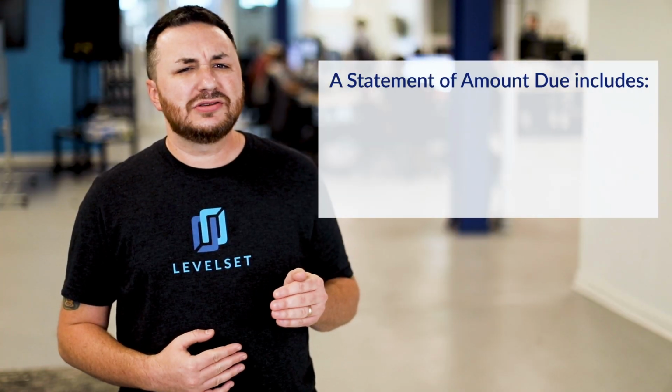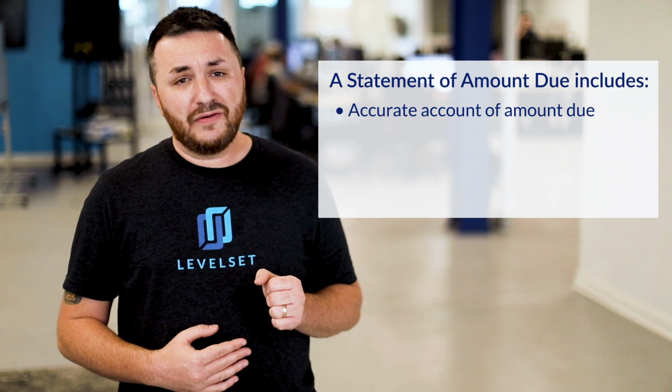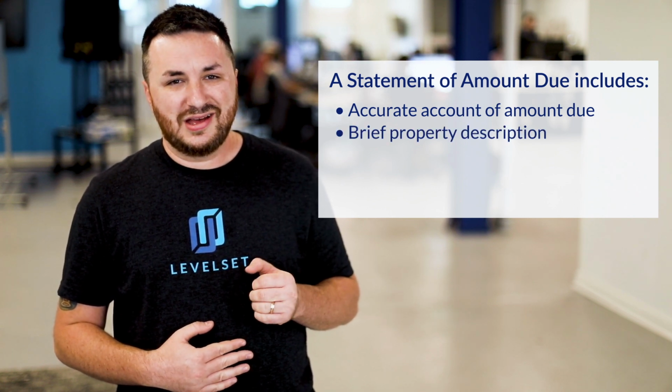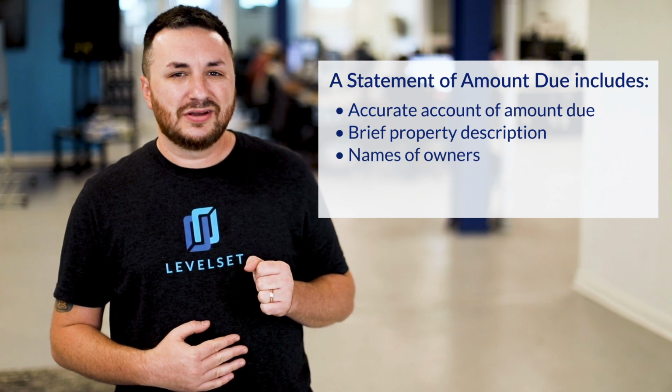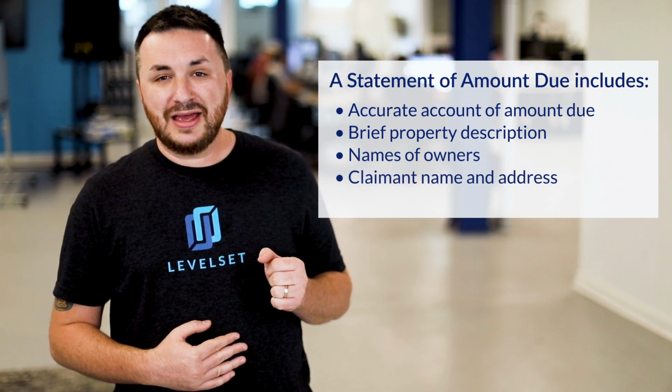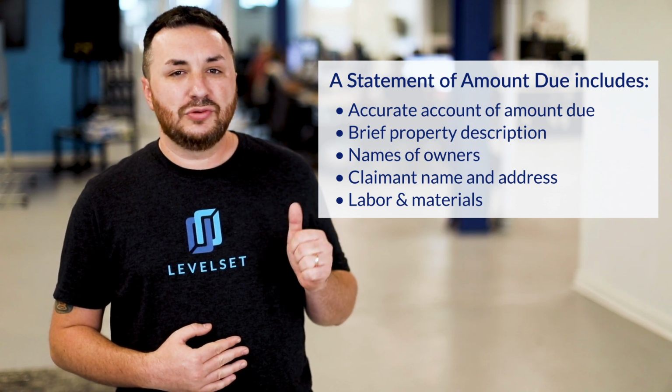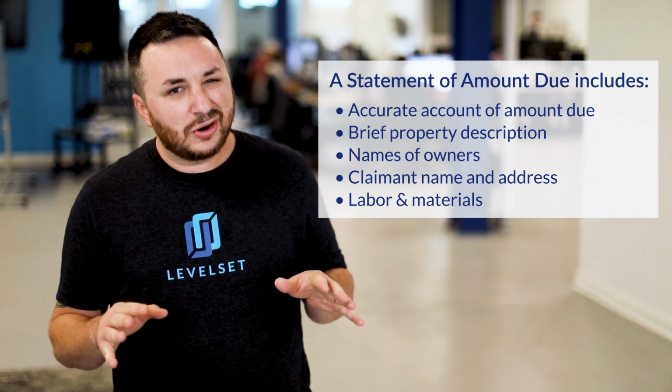As for a statement of amount due, this form needs to include an accurate account of the amount due, a brief property description, names of the owners, the name and address of the claimant, and the labor or materials furnished to the property, though they're not required. After you've filled out your notice of contract or subcontract and the statement of amount due, you should sign the documents and get ready to file your Massachusetts lien.